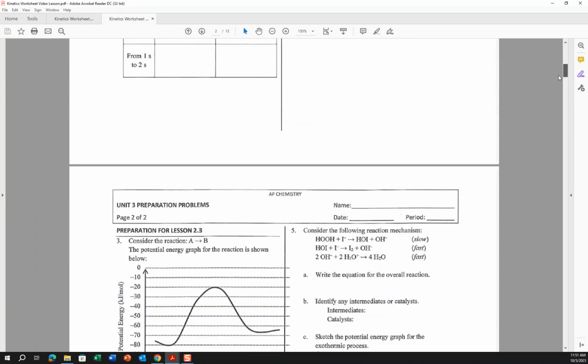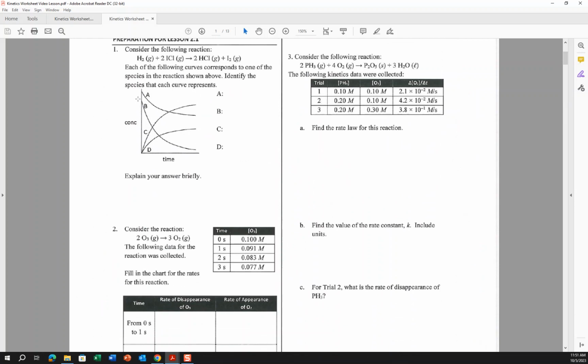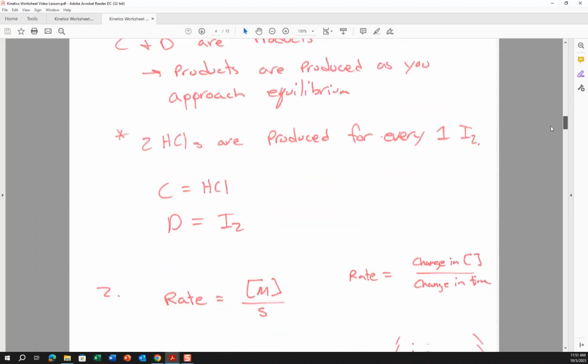Okay. So we got, again, curve A would represent H2, curve B would represent the ICl, curve C would represent the HCl, and curve D would represent the I2. Okay? All right, so let's go to the next problem.